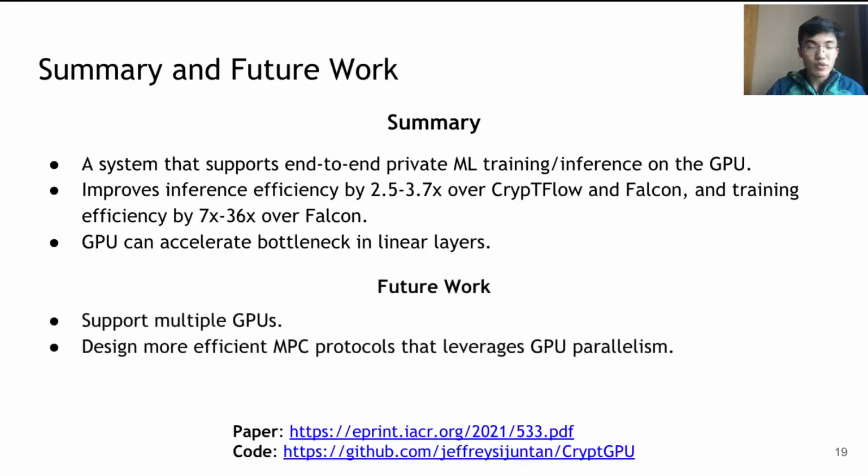CryptGPU currently only supports computations on a single GPU. To further scale the system up, we need to support multiple GPUs. Also, it would be good to design more efficient multi-party computation protocols that better leverage GPU parallelism.